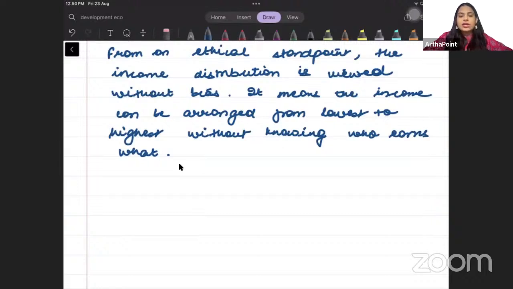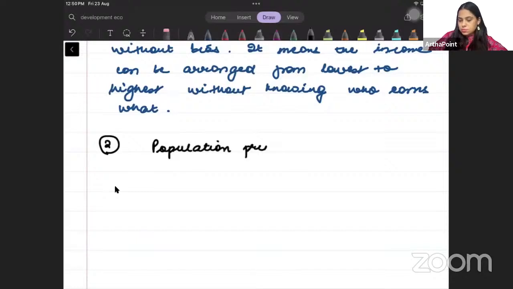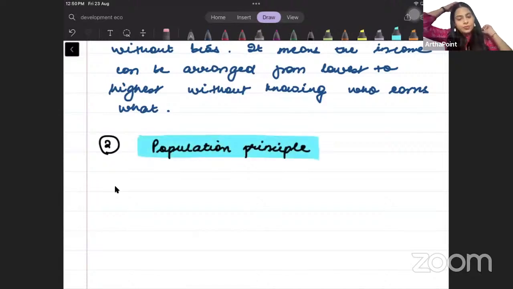Now let us go ahead and try to understand the second criteria or second principle of inequality. And that one is called the population principle. Right? Okay.